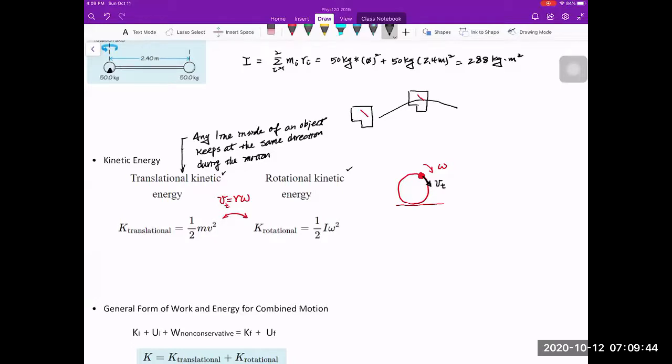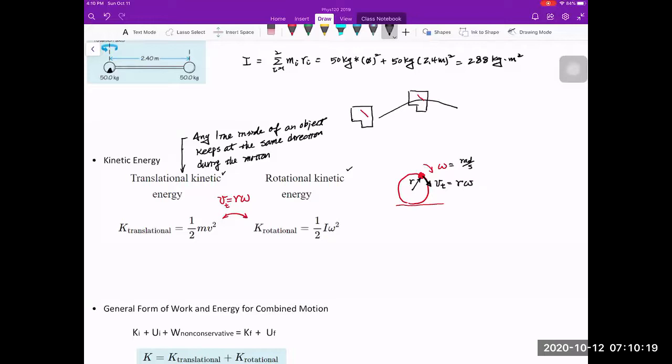And if we know how this one is rotating, this should be in radians per second. And if we also know the position of the object, meaning how far it is from the center of the axis of rotation, then we can find out this tangential velocity. This will be simply equal to r times omega.